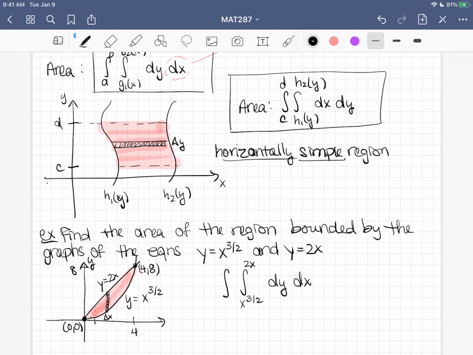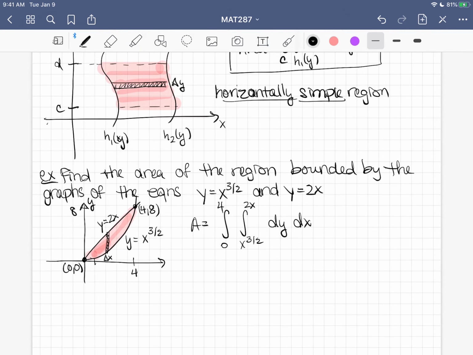And what about x? Well, x runs, laser pointer here, from 0 to 4, right? As I move through here, I'm running from 0 to 4. So my bounds on x go from 0 to 4. All right, now that I've got it set up, that's kind of the trickiest part.